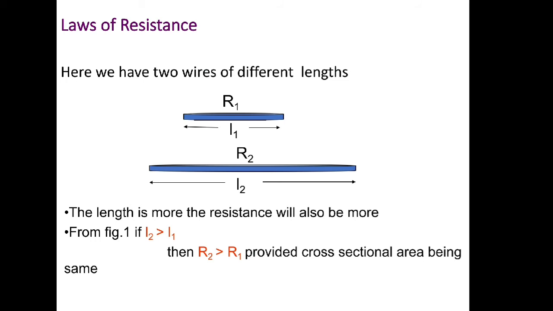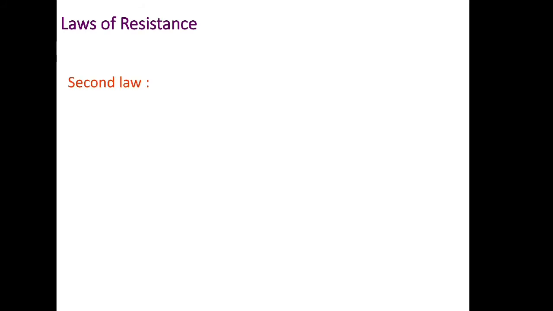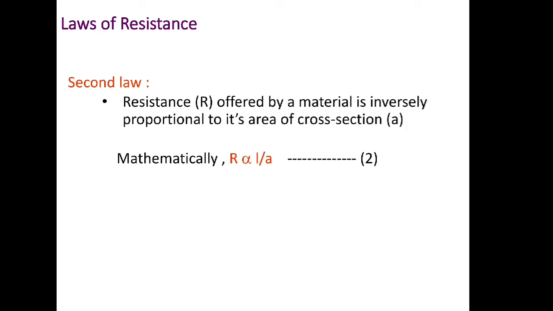The length is more, the resistance will also be more. So from this figure 1, if L2 is greater than L1, then R2 will be greater than R1, provided the cross-sectional area is the same. We are not disturbing the cross-sectional area. And the second law: resistance offered by a material is inversely proportional to its area of cross-section. So mathematically, R is proportional to 1 by A, equation 2.